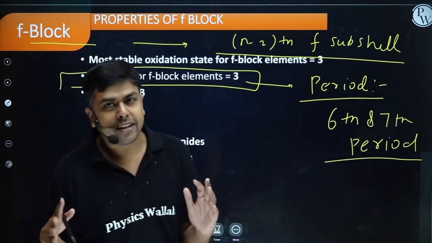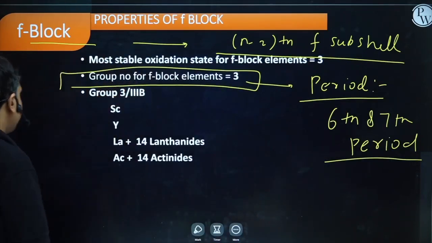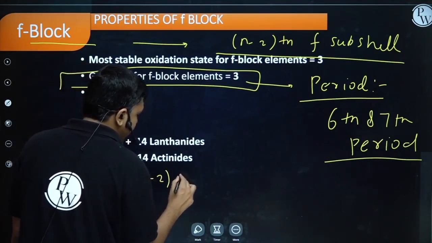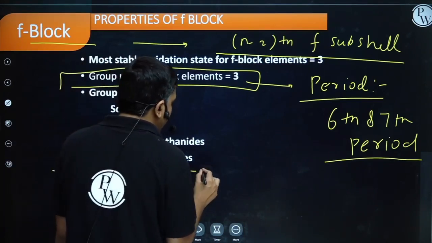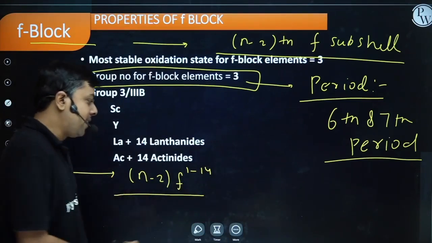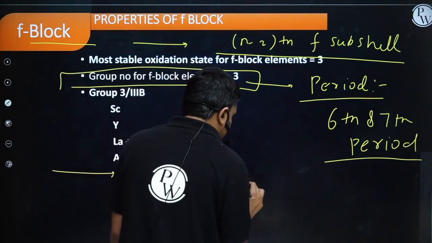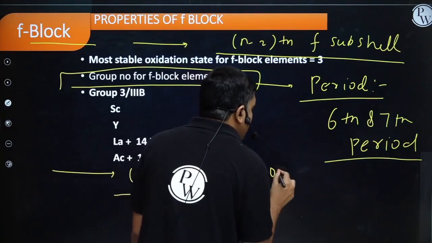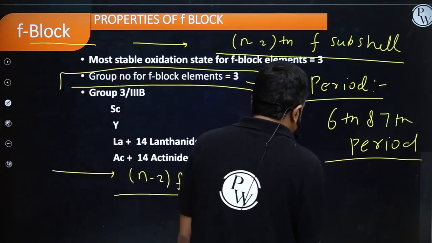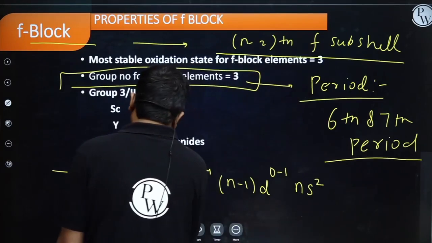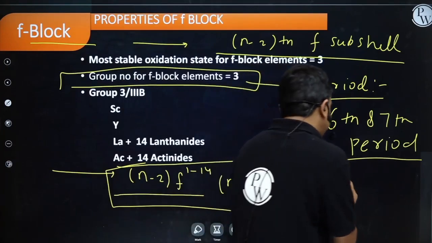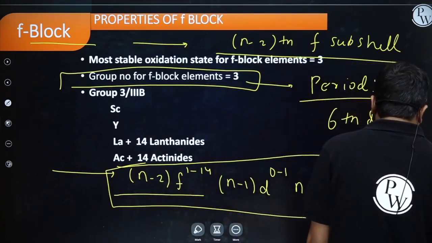If I talk about the general electronic configuration of f block elements, the general electronic configuration is (n minus 2) f 1 to 14, or sometimes we can write it 0 to 14, mainly in the case of thorium. Then (n minus 1) d 0 to 1, sometimes even 2. Okay, and then ns 2. This is the general electronic configuration of an f block element.